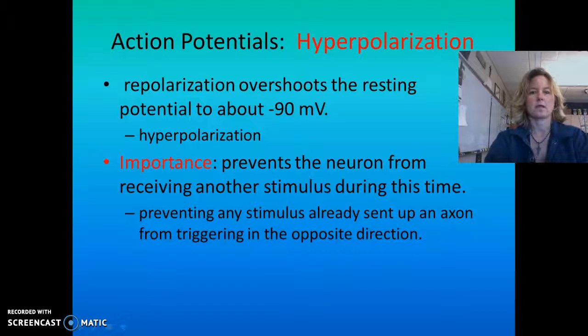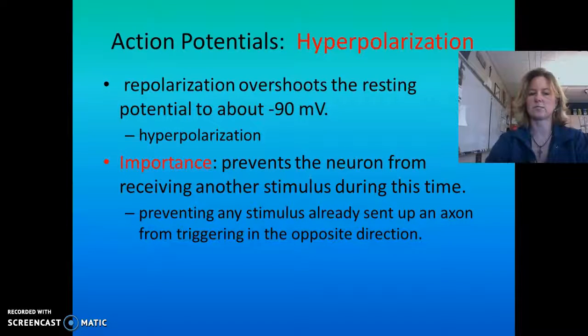All right. So hyperpolarization, we have repolarization overshoots the resting potential to about negative 90 millivolts, and this is what is referred to as hyperpolarization. Its importance is it prevents the neuron from receiving another stimulus during this time, preventing any stimulus already sent up the axon from triggering it in the opposite direction.